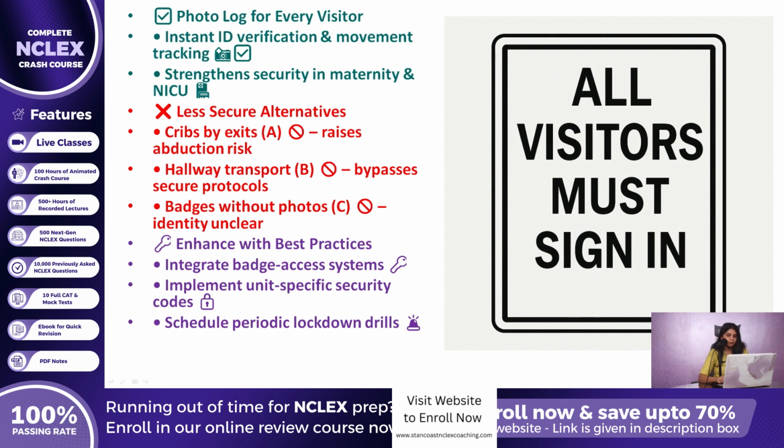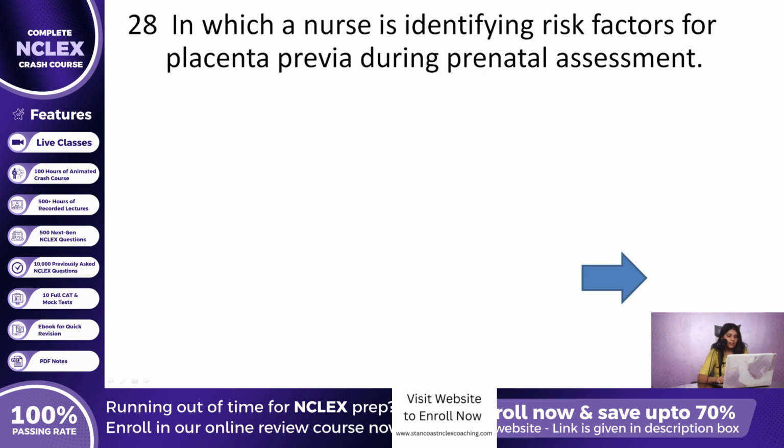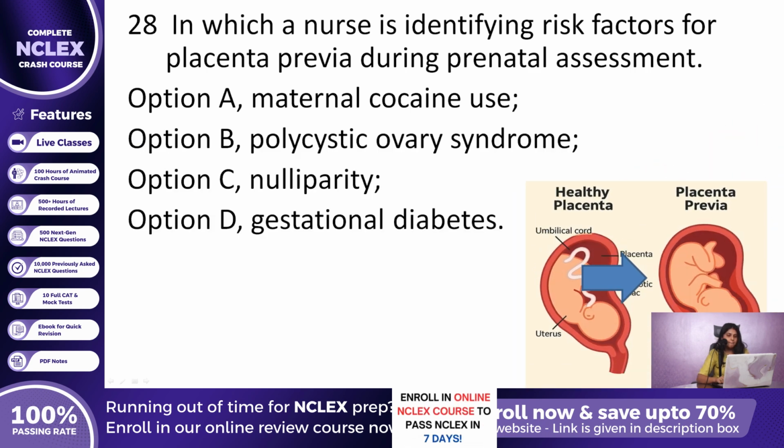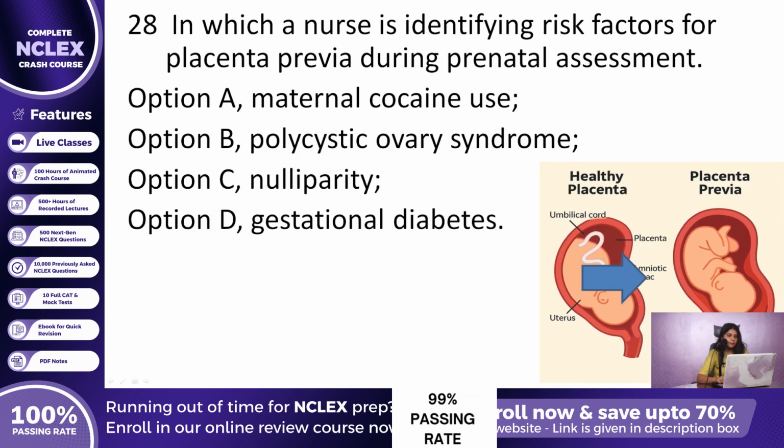Let's progress to question 28, in which a nurse is identifying risk factors for placenta previa during prenatal assessment. The options are option A, maternal cocaine use, option B, polycystic ovary syndrome, option C, nulliparity, and option D, gestational diabetes.